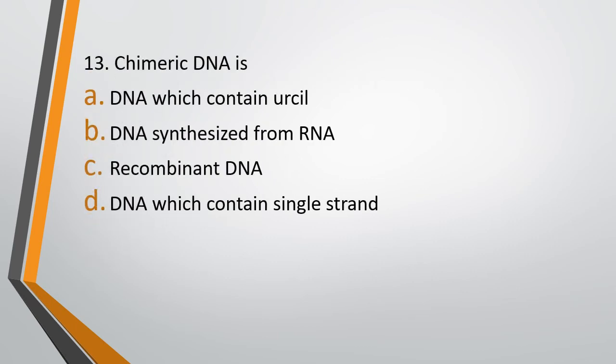Question 13. Chimeric DNA is? Option A, DNA which contains uracil. Option B, DNA synthesized from RNA. Option C, recombinant DNA. Or option D, DNA which contains only a single strand. Chimeric DNA is? The correct answer is option C, recombinant DNA is also called as chimeric DNA.